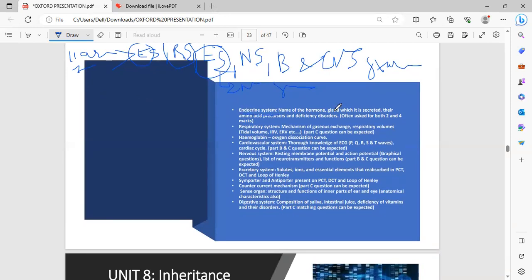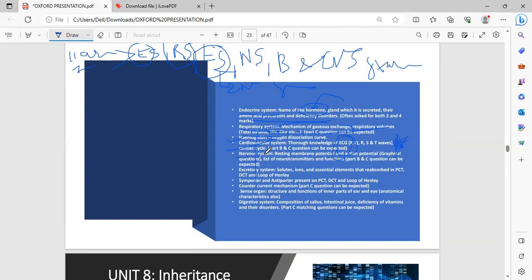Yeah, in the endocrine system, first of all, we have to study the hormone, from which gland it is going to be released. And next, what are the amino acid precursors and deficiency disorders? This is the way we have to study each and every system. And next, the respiratory system. In this respiratory system, the mechanism of gaseous exchange, and next, respiratory volumes. We all know these numerical values of tidal volume, IRV, ERV, etc. And next, mainly we have to focus on hemoglobin. Coming to the blood vascular system, we have to compulsorily study this ECG. Every time they ask questions from the ECG concept.